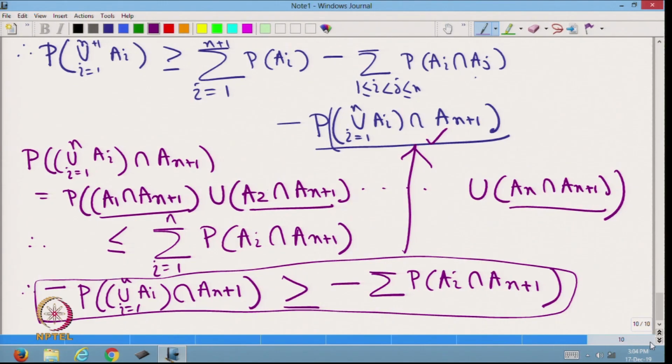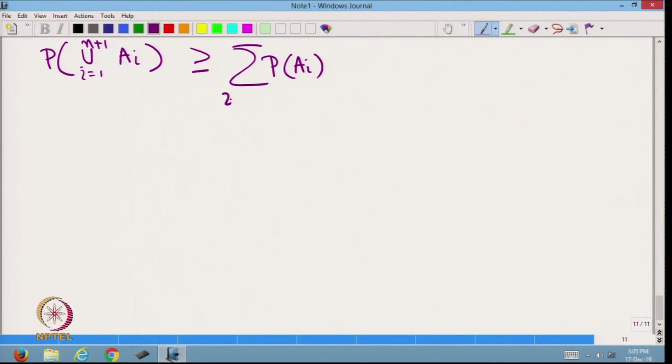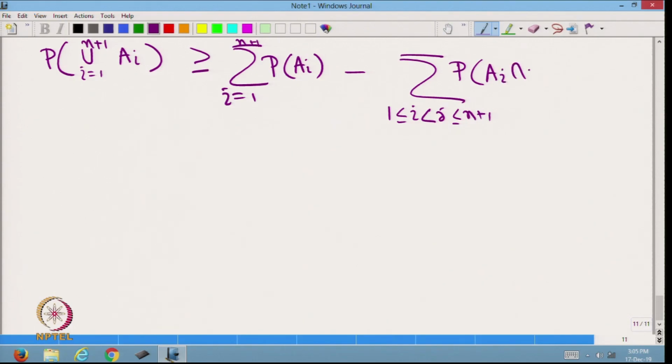Therefore, finally, we get the result that probability of union over i is equal to 1 to n plus 1 of Ai is greater than or equal to sigma probability of Ai, i is equal to 1 to n plus 1, minus sigma 1 less than or equal to i less than j less than or equal to n plus 1 of probability of Ai intersection Aj. Proved.